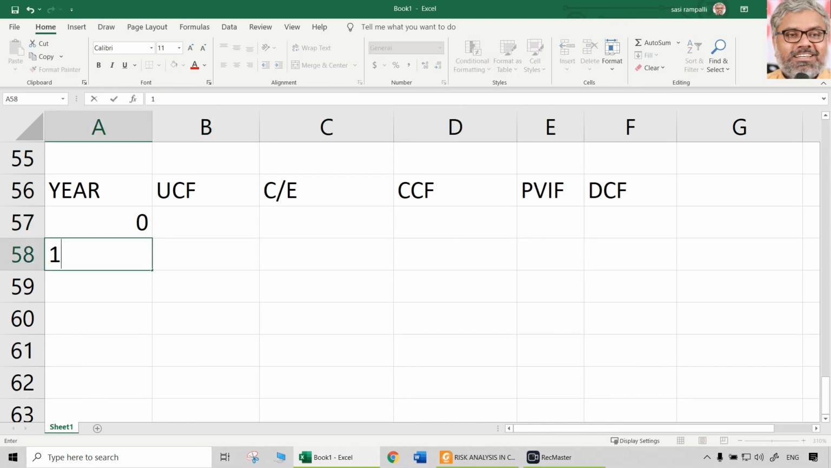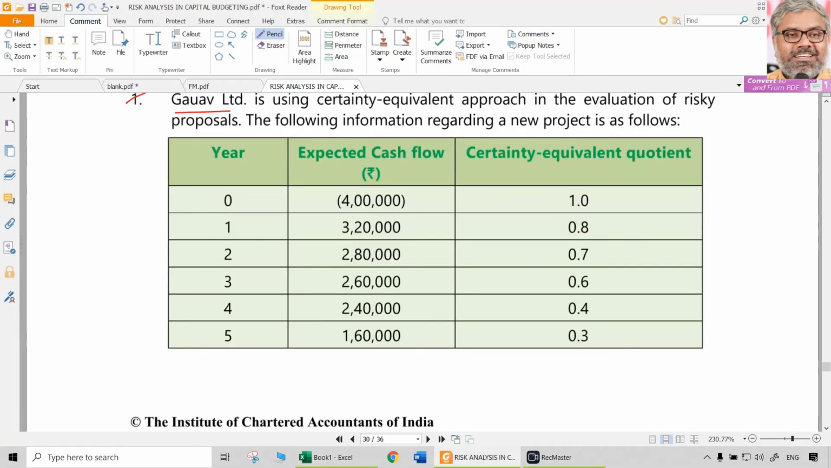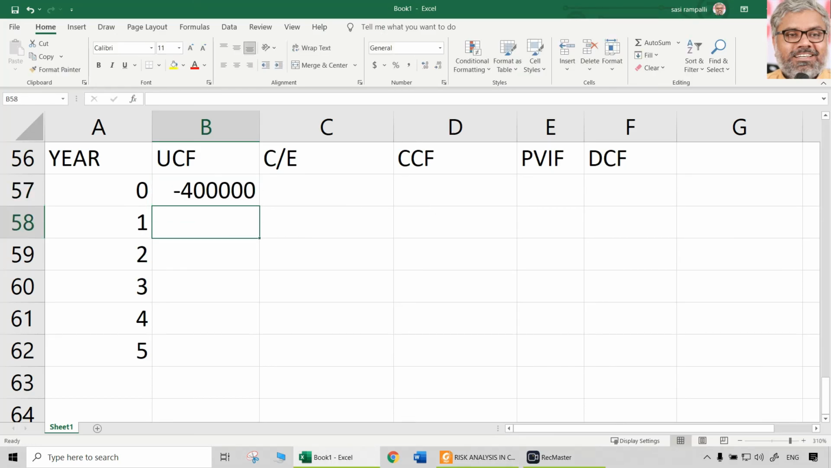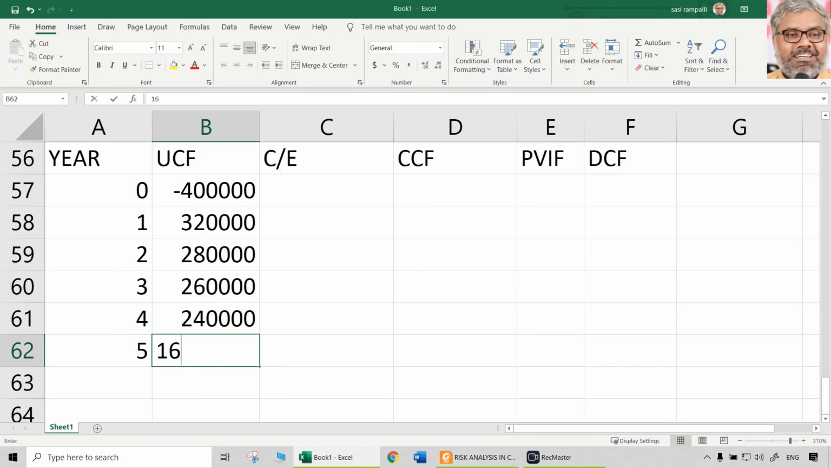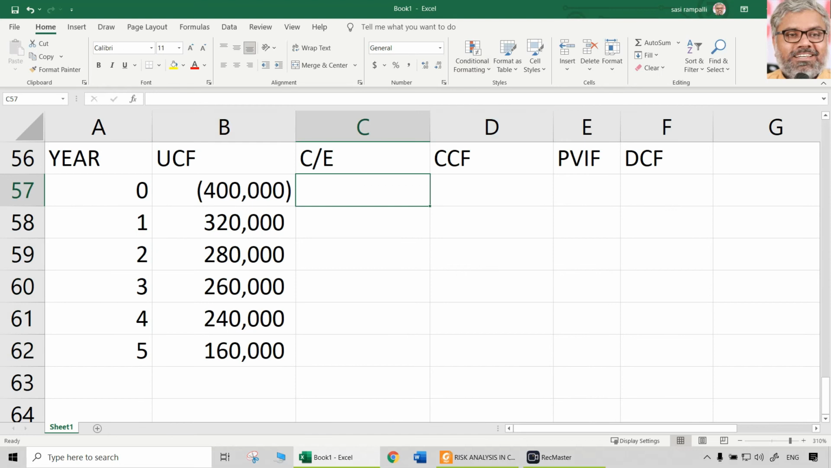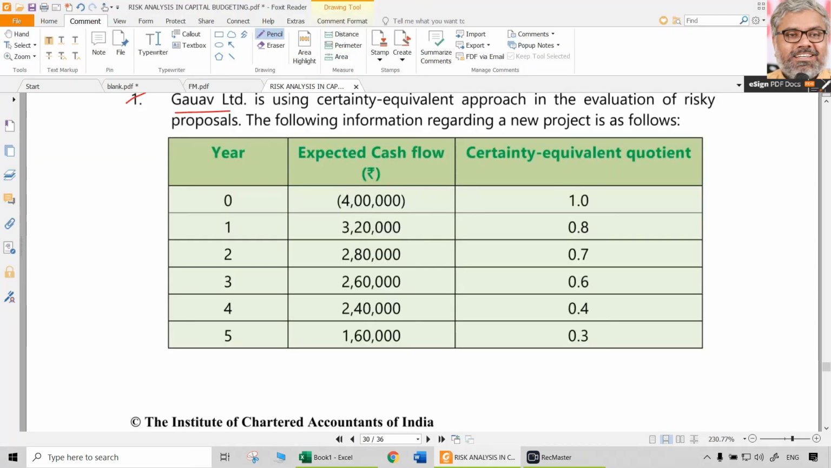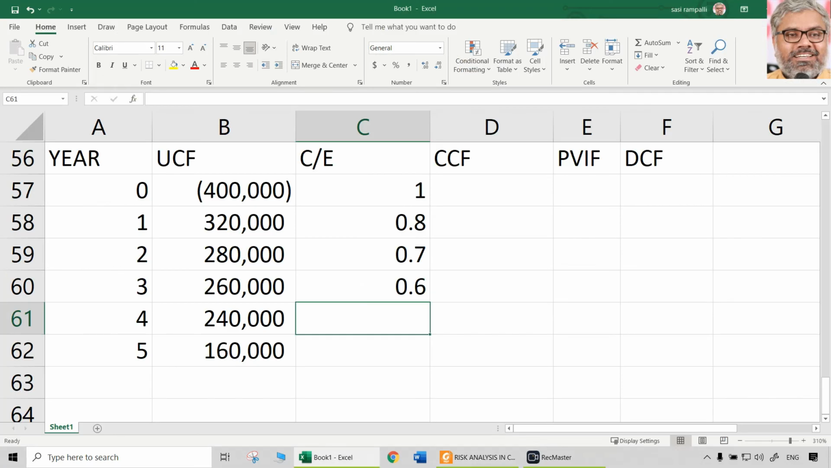So here 0, 1, 2, 3, 4, 5 years. First copy paste the uncertain cash flows or expected cash flows: minus 4 lakhs, then 3 lakhs 20,000, 280, 260, 240, then 160. These are normal cash flows. Then certainty equivalent, copy paste. Initially it will be 1, then 0.8, 0.7, 0.6, 0.4 and 0.3. So all that we need to do is multiply these two things.